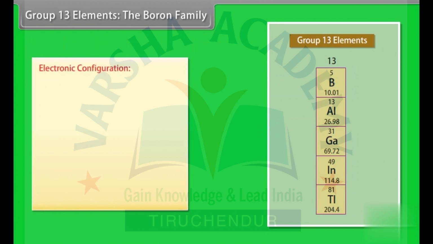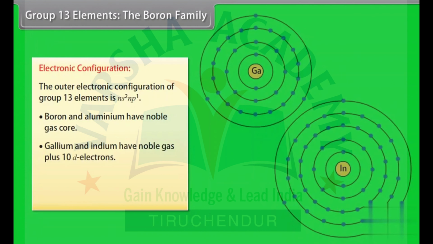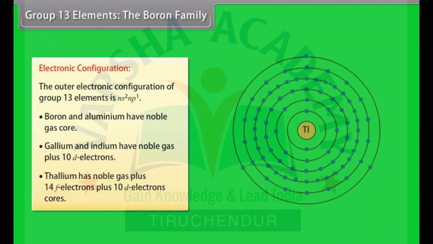Electronic configuration. The outer electronic configuration of group 13 elements is ns2np1. Boron and aluminium have a noble gas core. Gallium and indium have a noble gas plus 10d electrons core. Thallium has a noble gas plus 14f electrons plus 10d electrons core.